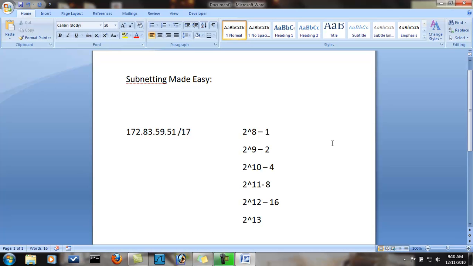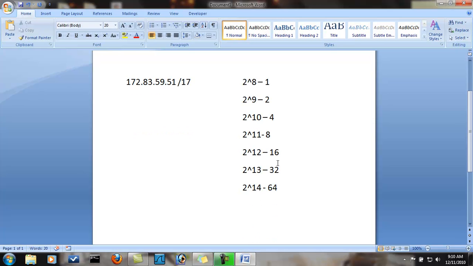This is for the hosts. If you want to find out the hosts, you have to do 2 to the power of how many hosts you need, and do the math, and you will get the desirable host count that you were looking for, and be able to do the correct subnetting. This is 32. 2 to the 14 is 64. These are the weights I go up by.